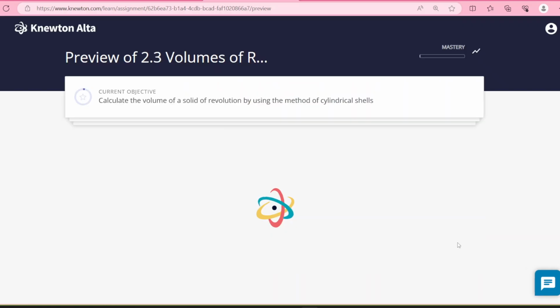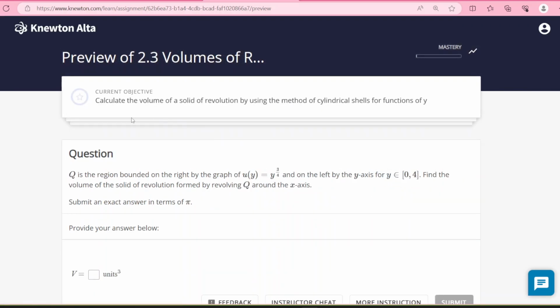Okay, next question. So we're in a different objective. So last time we had everything in terms of x, we're probably going to have everything in terms of y here. As it says, calculate the volume of a solid of revolution by using the method of cylindrical shells for functions of y.